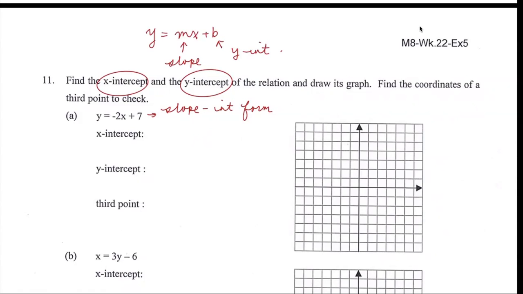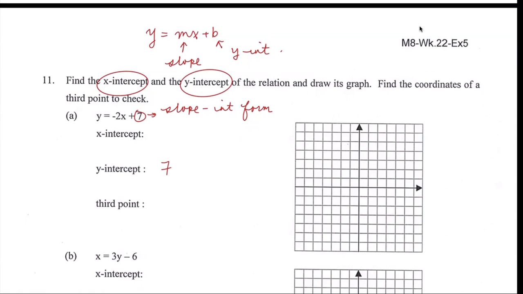So how is this convenient for us? This means we don't need to do anything. We already know the y-intercept, which is 7. This is why different forms are good in different scenarios. For this question, we don't even need to do any calculation, and yet we know that the y-intercept is 7. What about x-intercept?